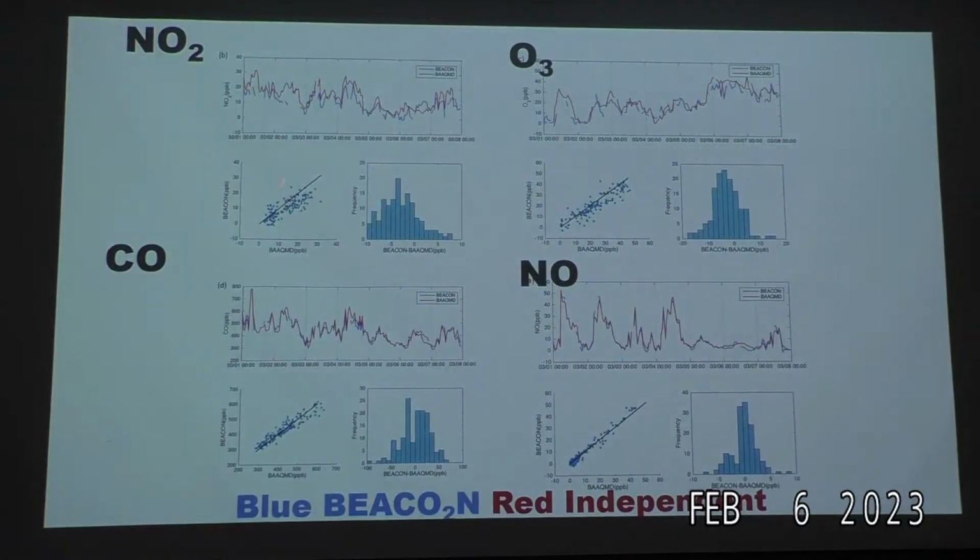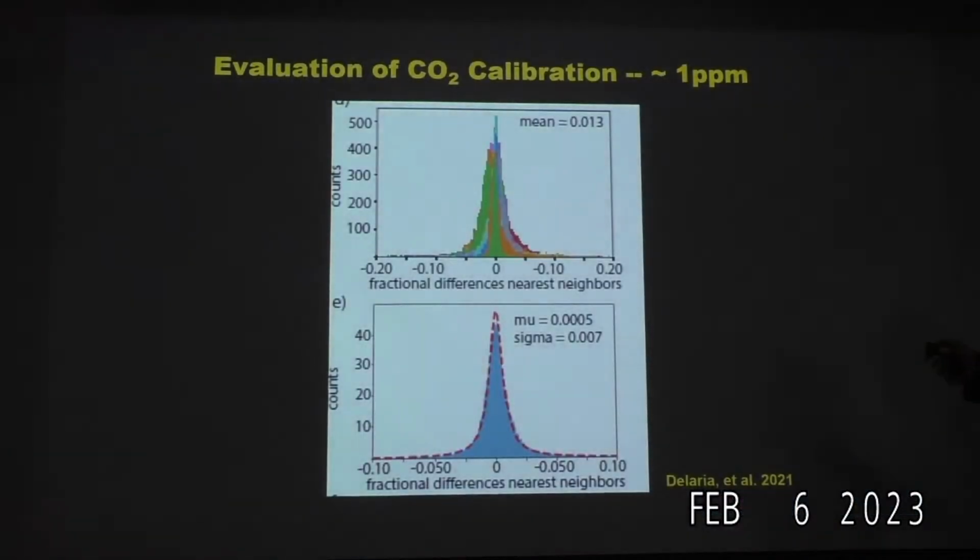Here's just showing that we're capable of calibrating. These are independent calibrations that don't involve co-located measurements made by the local EPA. Red is the local EPA and blue is us. You can see for these 4 chemicals, we're doing okay. For CO2, we're about 1 ppm precision across the whole network. In this case, we measure it by comparing differences between nearest neighbors after calibration.